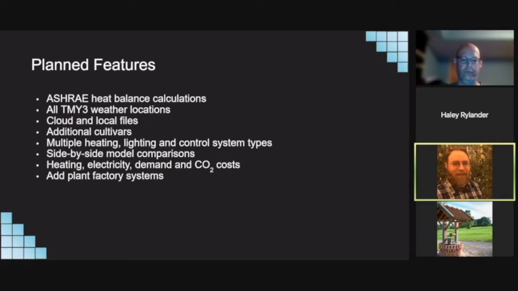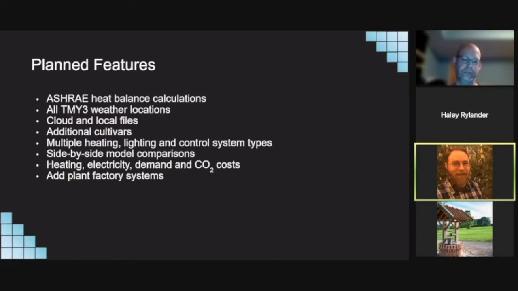Multiple heating, lighting, and control system types will be included. HPS and LEDs for the lighting side, and many different control strategies on the lighting side: on-off control, hourly schedules, threshold control, and daily light integral control. A new feature that we'll have is the ability to have two or more models side by side for comparison. You can have some settings for a building and then a second model with different settings, and compare them side by side to see which one would result in the least operating costs.